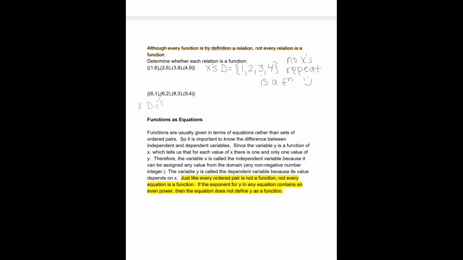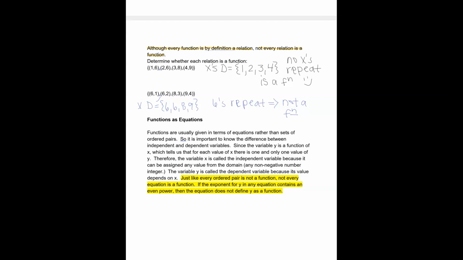So what is my domain on this one? 6, 6, 8, and 9. So is that a function? It's not a function, right? Because our 6's repeat. So this implies, right? That implies not a function. And FN, that's my shorthand for function because, well, mathematicians are lazy, and I fall into that category. So I'm just going to own it.